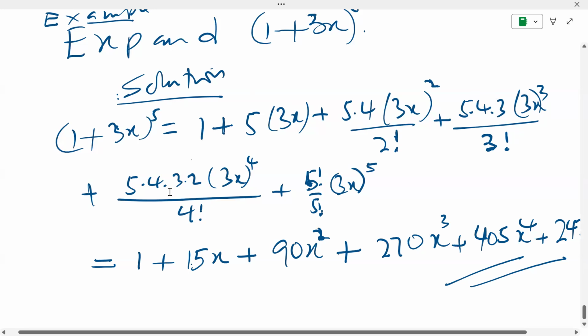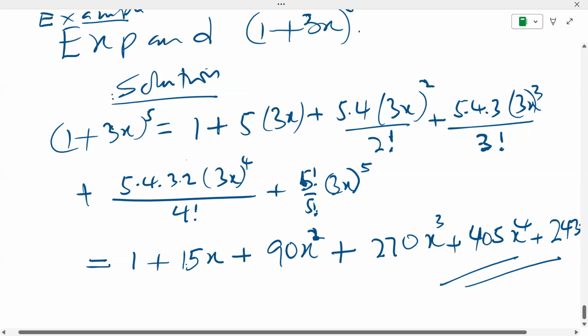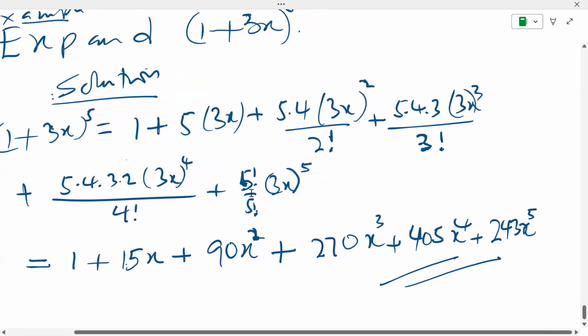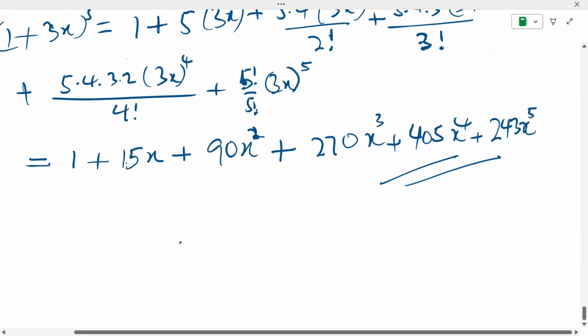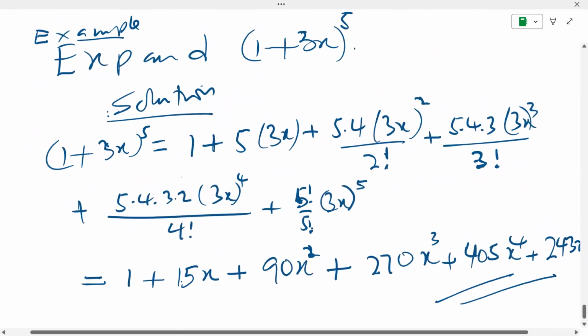And when we get here, 4 factorial, so 4 times 3 times 2 times 1, that will divide this, then we shall get our 5 there. And the whole of this is also 3 times 3 times 3 times 3, so that will be 81, x raised to the power 4. So 81 times 5 will give us 405x raised to the power 4. Then finally, the whole of this will give us 1 times 3 times 3 times 3 times 3 times 3, 5 times, will give us 243x raised to the power 5. Fantastic.